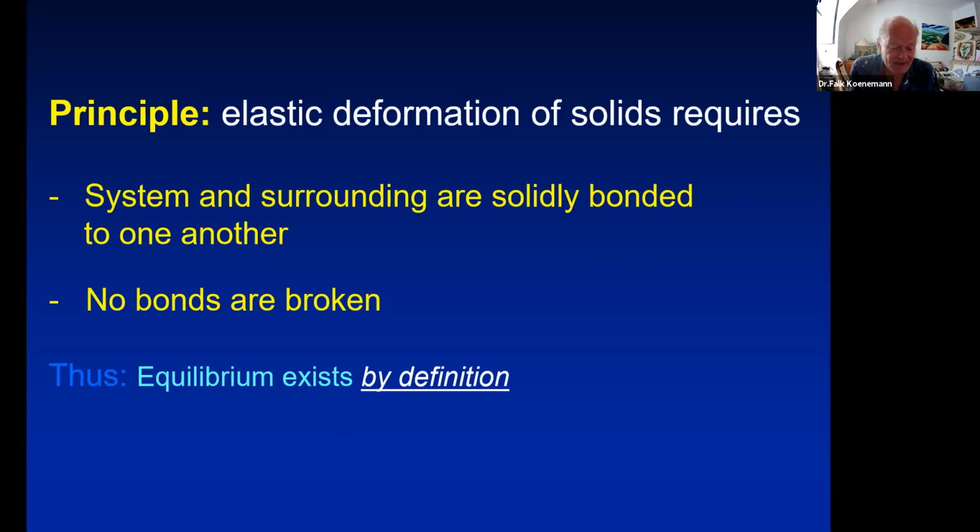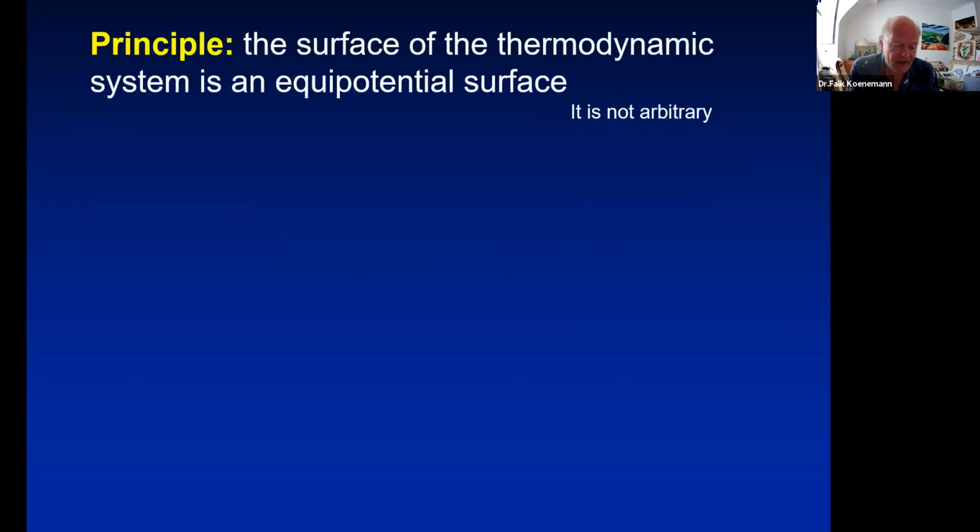Now, something that cannot be put in numbers, but must be observed in modeling. In a solid, system and surrounding are solidly bonded to one another. This has the most profound importance. It means that in the elastic field, non-equilibrium is by definition impossible. It means that we can find constraints for the shape of the thermodynamic system.